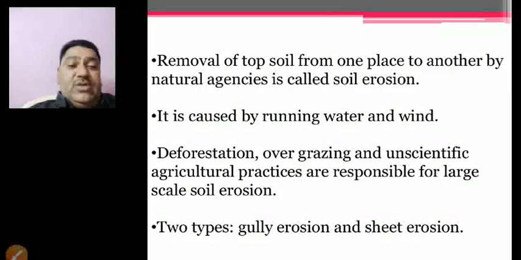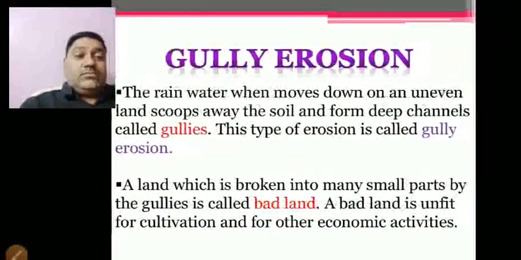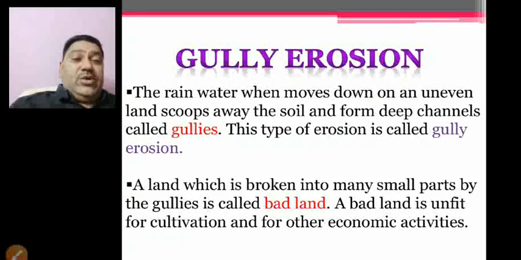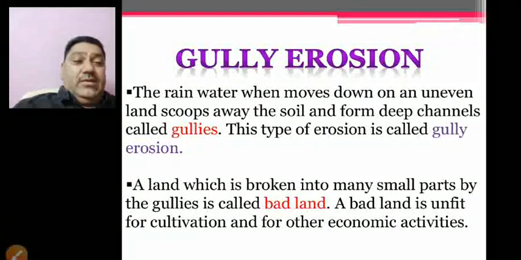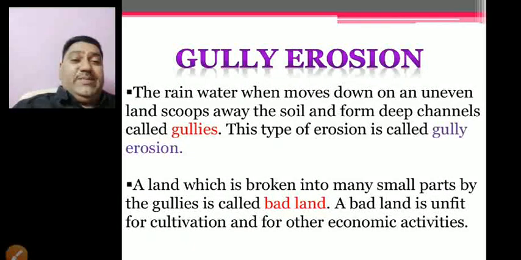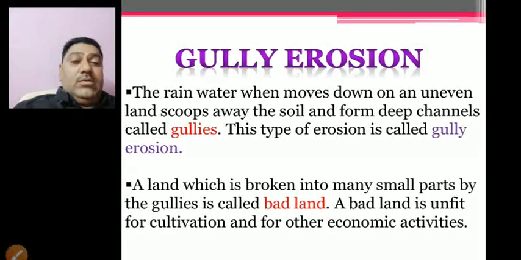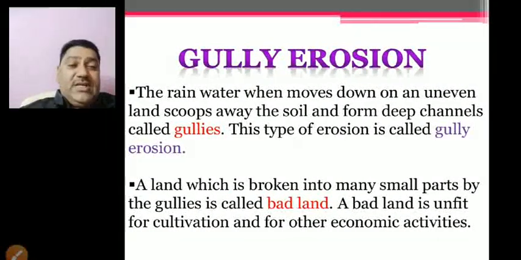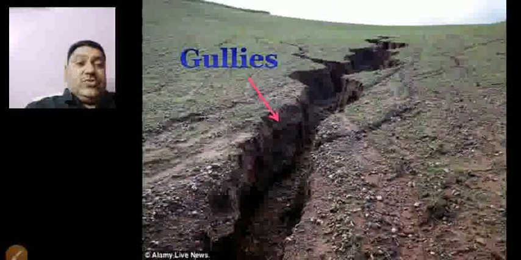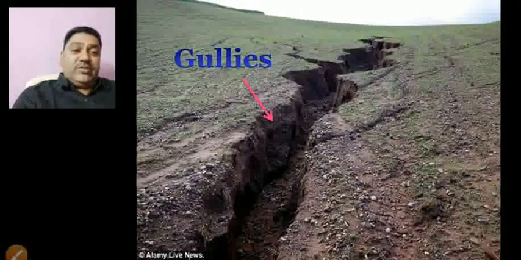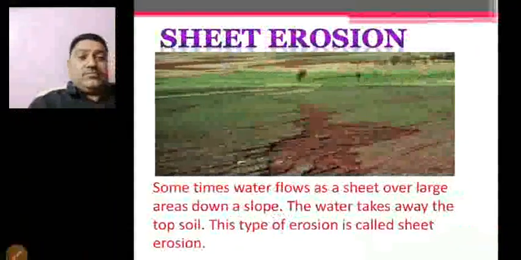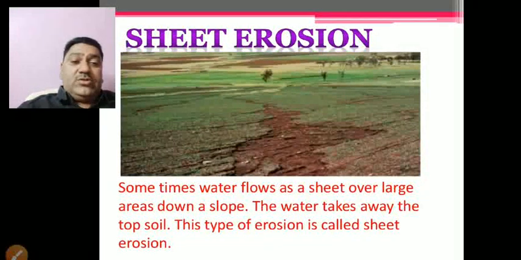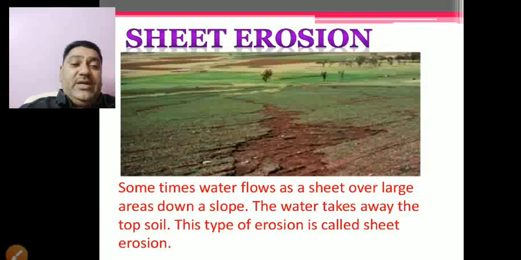Now there are various types of erosion like gully erosion, sheet erosion, etc. Now gully erosion is caused when rainwater moves down on an uneven land area and removes the top layer of the soil and forms deep channels called as gullies. Now this land which has gullies is not at all suitable for cultivation, therefore it is called as bad land. So these are the channels formed due to the removal of top layer of the soil, these are gullies. Next is sheet erosion. Now sometimes water flows in the sloping areas like a sheet and removes the top layer of the soil. So this is called as sheet erosion.